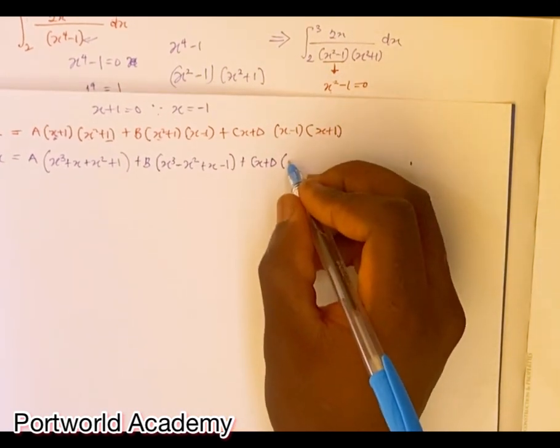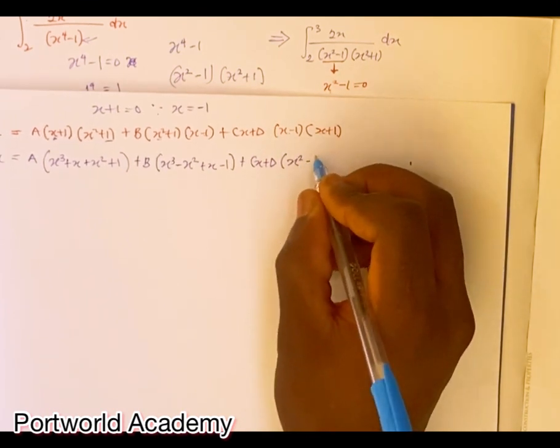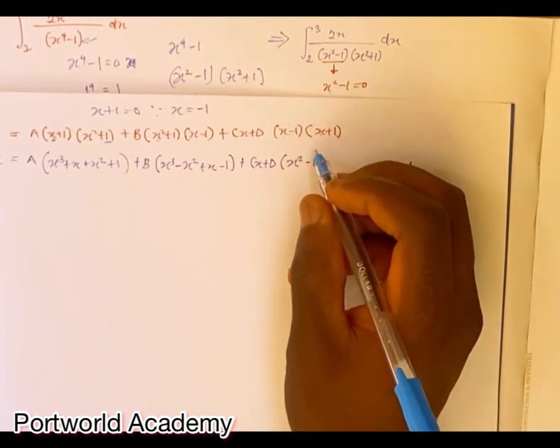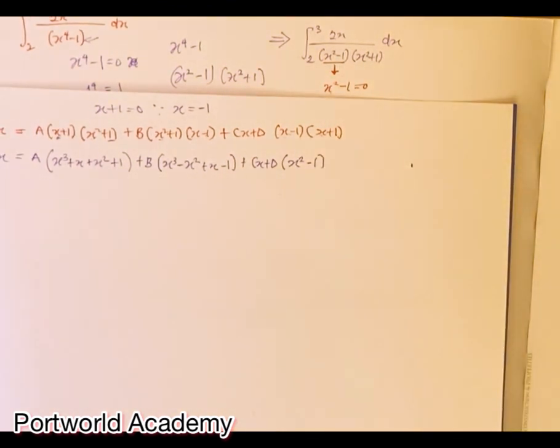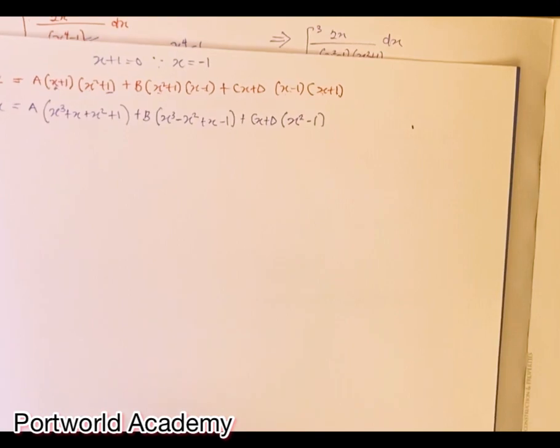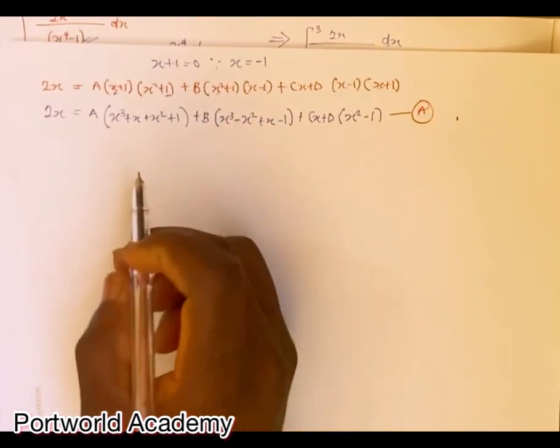This time this is going to give me x. I think everything else should just go as x squared minus 1, because x times x is x squared, then minus x plus x, then minus 1. So minus x and plus x will cancel each other. That's all it. So let me just call this one equation A.